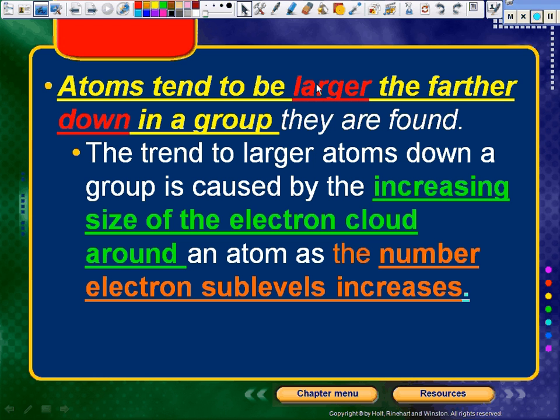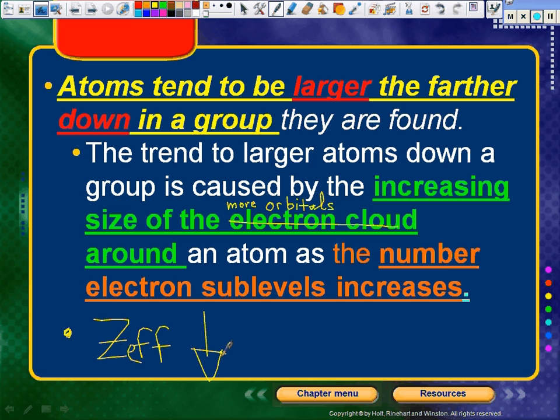Atoms tend to be larger the farther down the group they are found because of an increasing size of the electron cloud. Now, what is a better way to say electron cloud? Very good. You have more orbitals. So really, we're adding more orbitals. Okay? So not only does the number of orbitals increase, as the number of orbitals increases, what also happens? Because you have more orbitals, Zeff must go down. So add that little bullet in there as well. Your Zeff must go down. So let me draw you a little bitty picture.